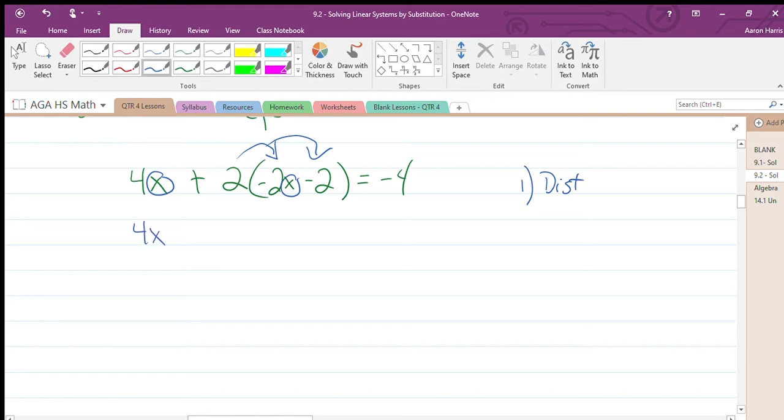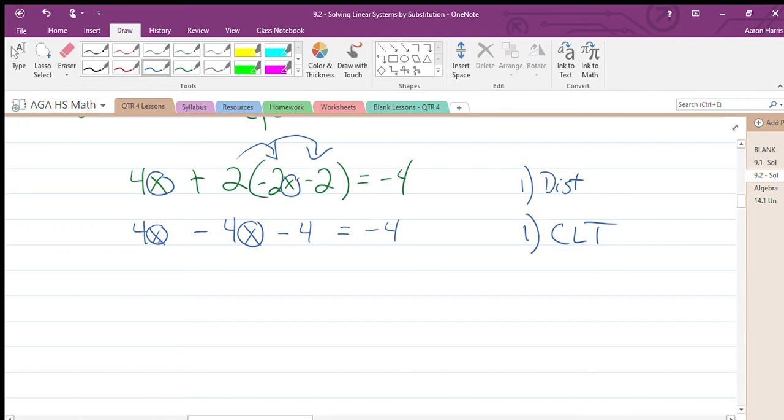Nope. So I get 4x plus, what is 2 times a negative 2? That's correct. Negative 4. So I get negative 4x. What's 2 times a negative 2? Negative 4 is equal to negative 4. Real simple. Are all my terms combined? Nope. So I'm going to stick with step number 1, and I am going to combine like terms.